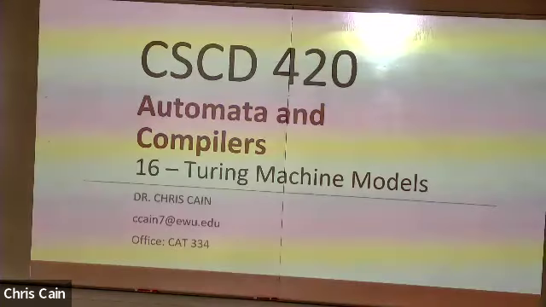Okay, now we're going to start exploring Turing machines in a little bit more depth, and try to figure out what modifications we can make to this definition of a simple Turing machine, and what effects those modifications have on the complexity of the Turing machine programs and the languages that it can accept.